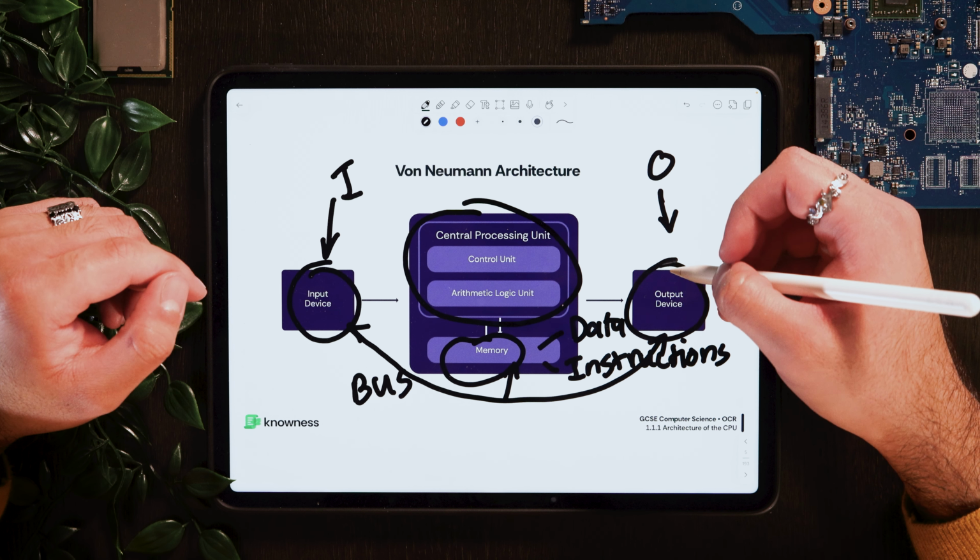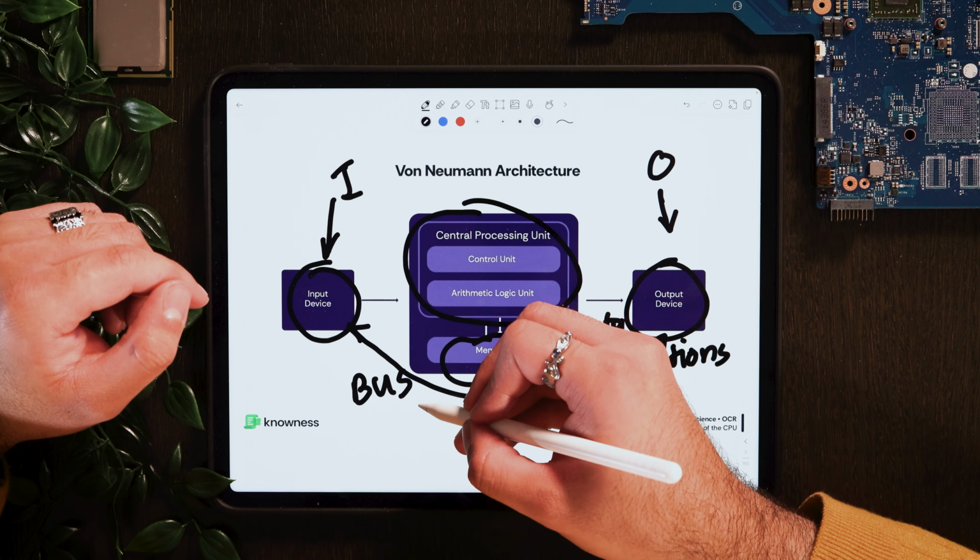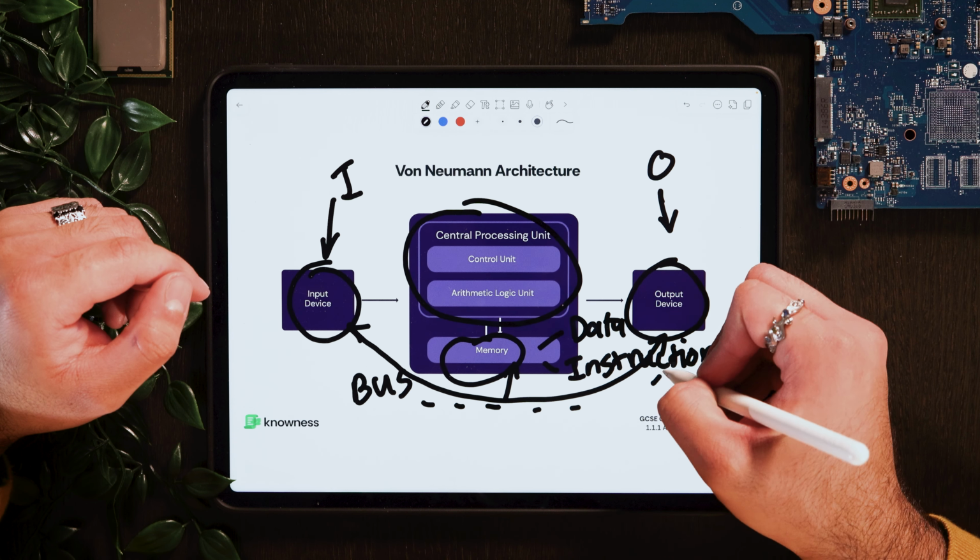The bus is like a communication highway that allows data and instructions to be moved between the CPU, memory, and I/O devices. It's important to remember that while the CPU is responsible for executing instructions, it works within the larger von Neumann architecture. This architecture defines how the CPU interacts with memory, buses, and I/O devices to create a complete computer system.